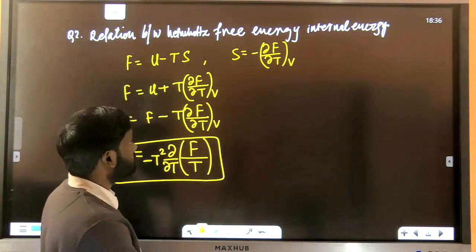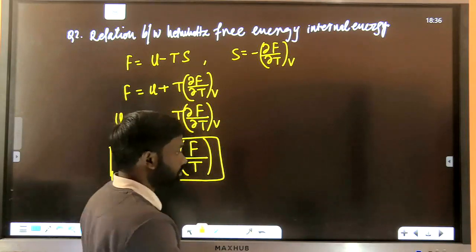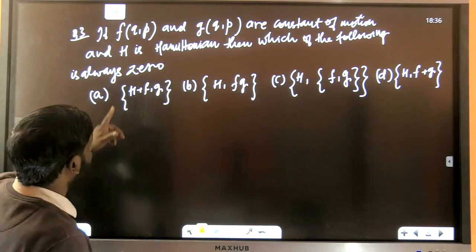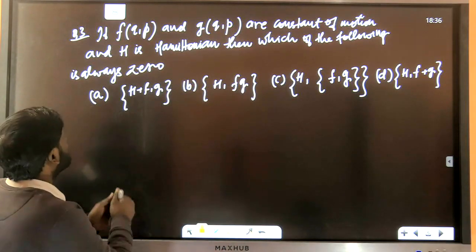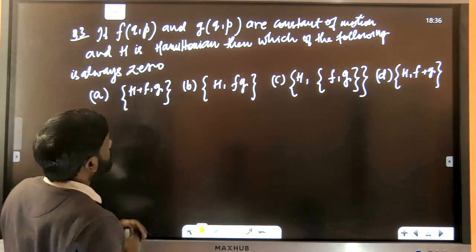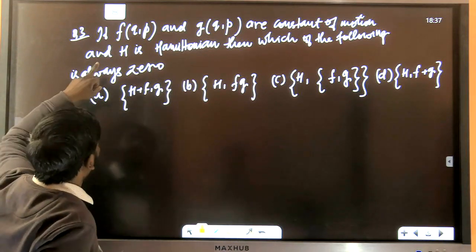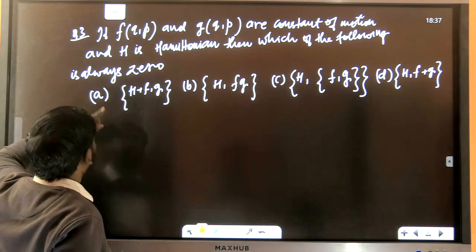All right. So this was the second question from GATE 2022 exam. Now let's move to one more question. This is a question from classical mechanics. The previous one was obviously from thermodynamics. Here it says if F(q,p) and G(q,p) are constants of motion, and H is the Hamiltonian, then which of the following is always zero?